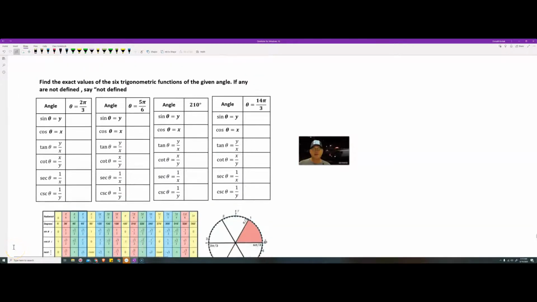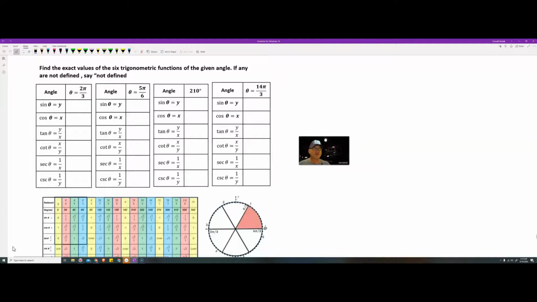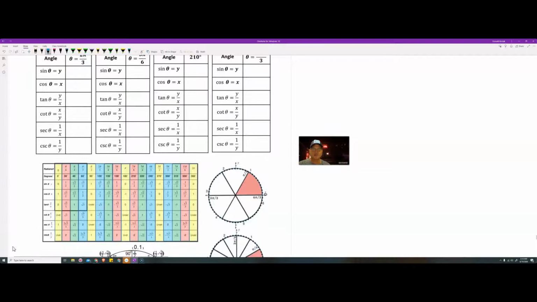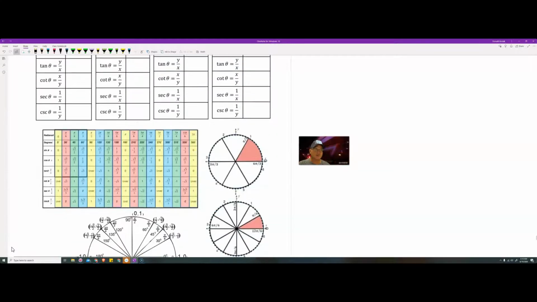Okay, the next part is you're given the angle, and then you're asked to find all 6 ratios. Now it sounds like a lot of work, but really it's not, because all of the endpoints are going to be somewhere on this chart. You just got to find where it is.